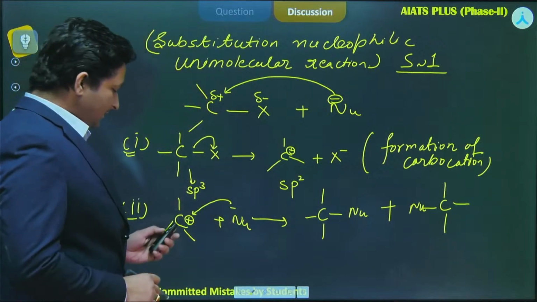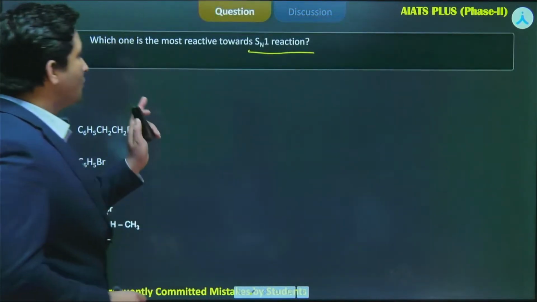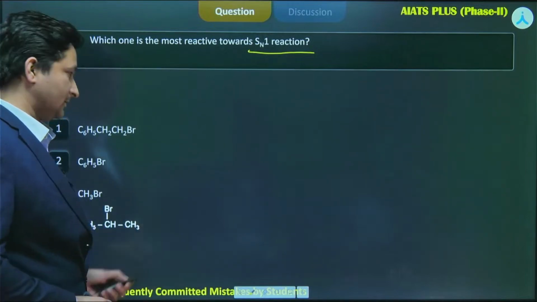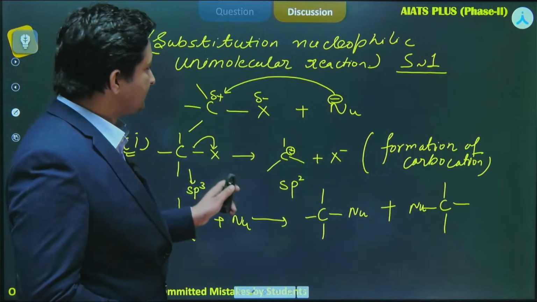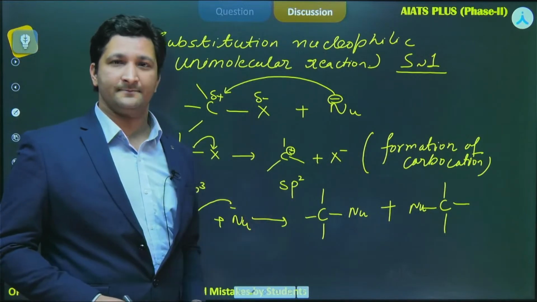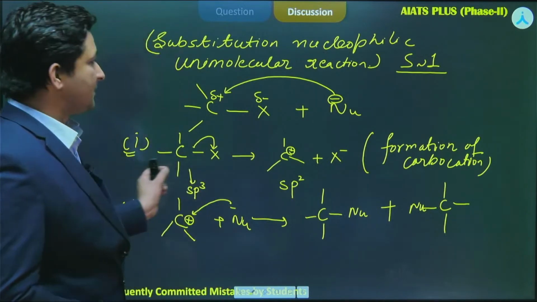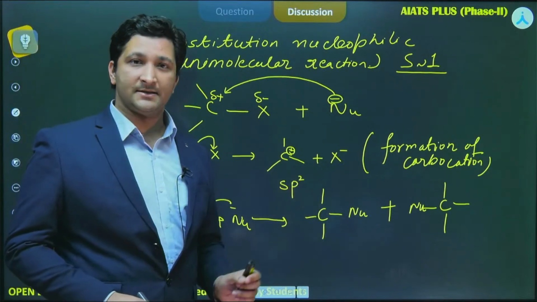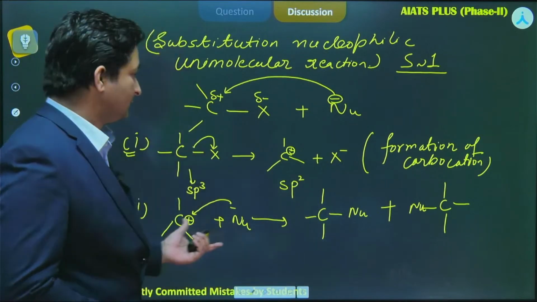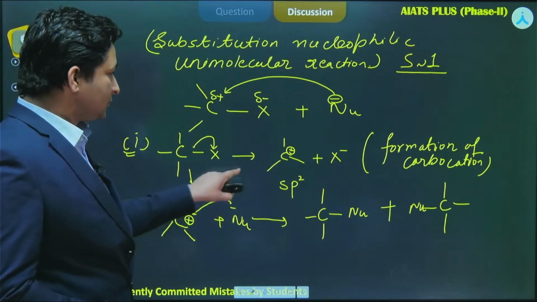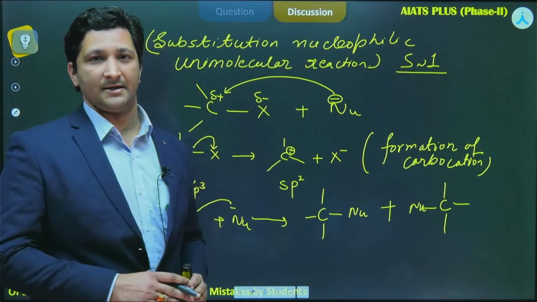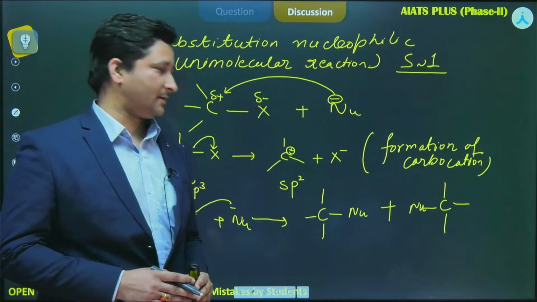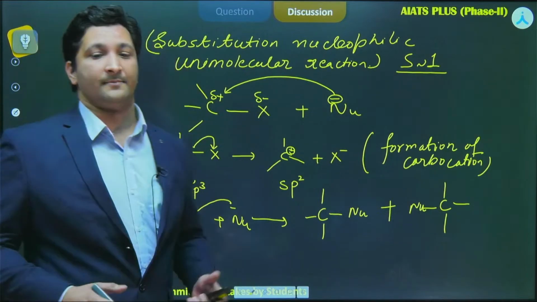Now, in the question we were asking about the most reactive towards the SN1 reaction. So from this discussion, you can easily see that this SN1 is basically a two-step process. First is the formation of carbocation, and then the second is the attack of the nucleophile. So this first step, formation of carbocation, is basically the rate determining step here. You all have studied in chemical kinetics also what is the rate determining step.